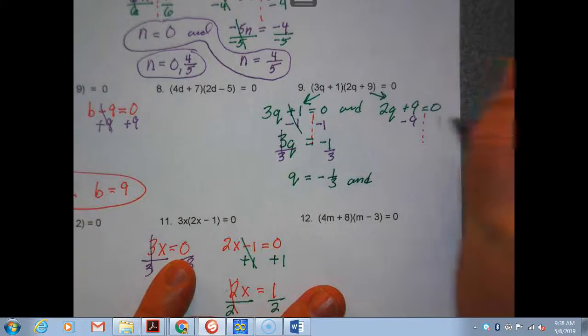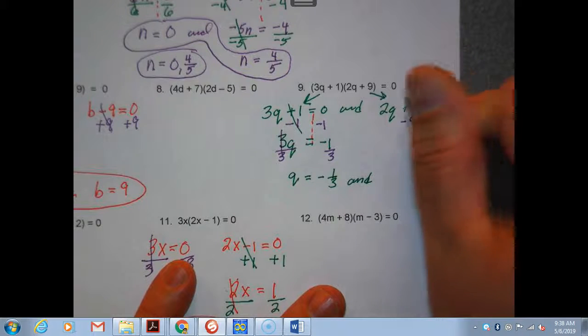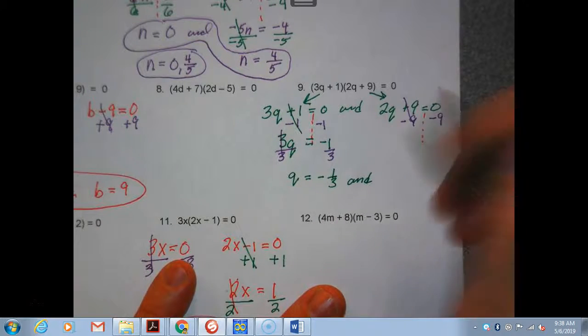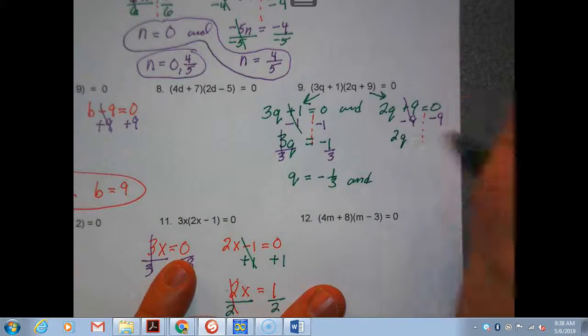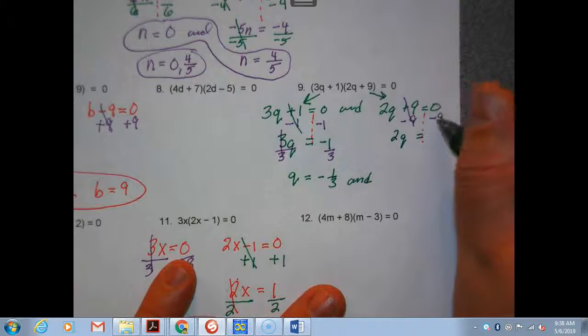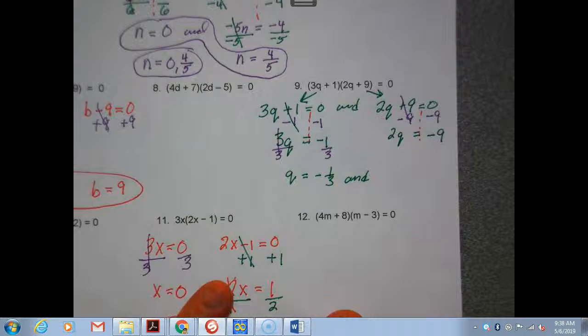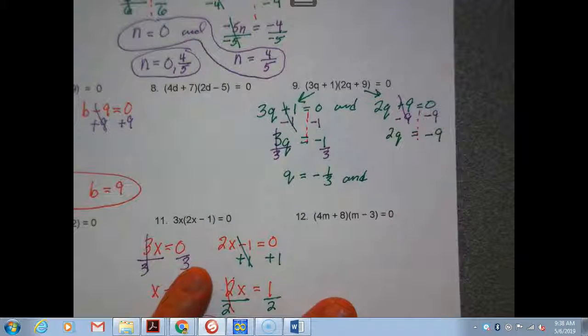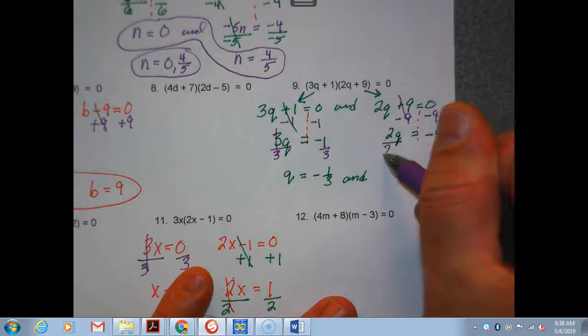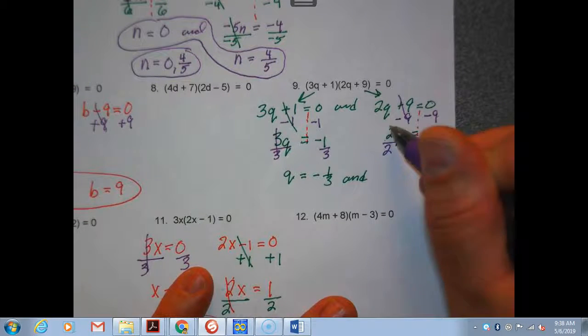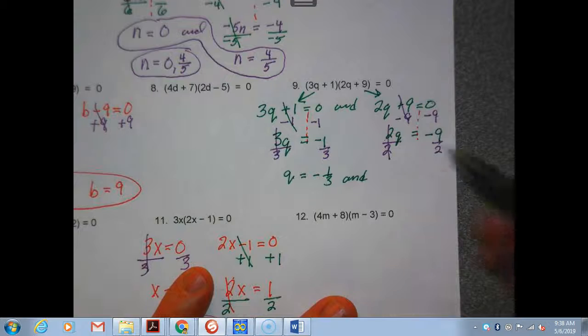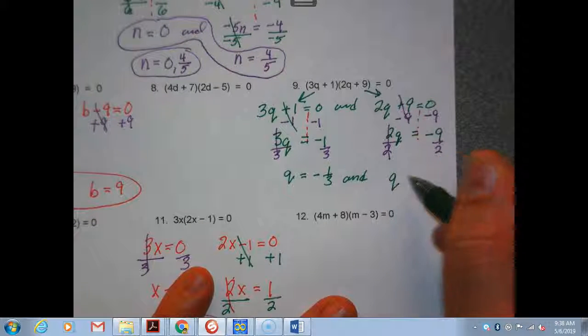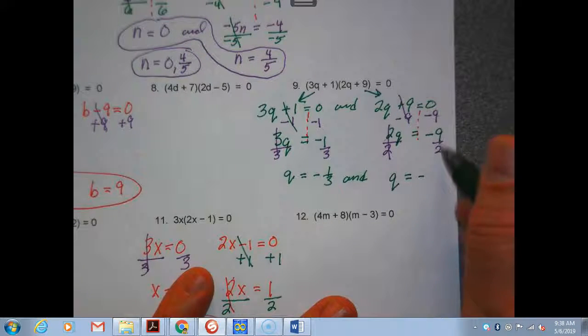Subtract 9 from both sides. I get 2q is going to equal 0 minus 9, minus 9. Divide by the coefficient 2. And I get q is going to equal negative 9/10.